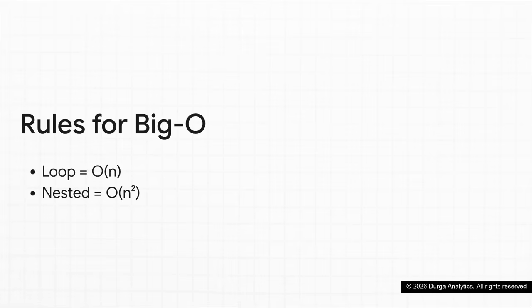But a loop inside another loop, where both are iterating over the input, that multiplies out to O(n squared). Oh, and if you're repeatedly halving the problem space, like flipping through a dictionary to find a word, you're squarely in O(log n) territory.